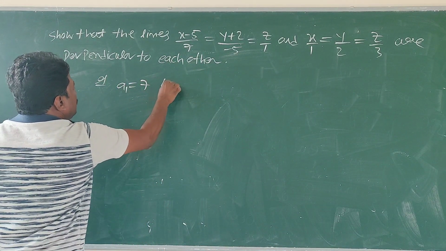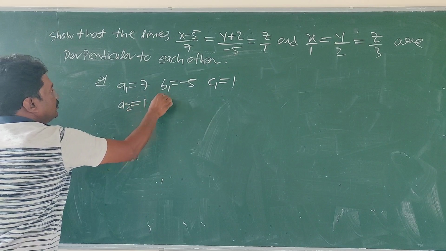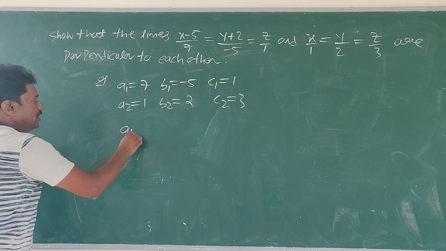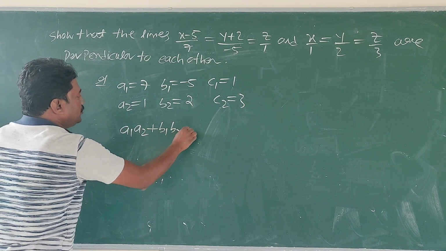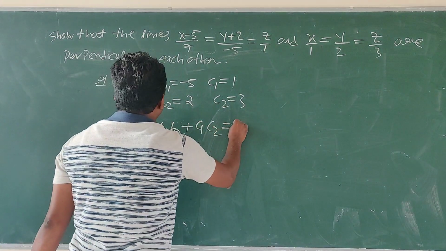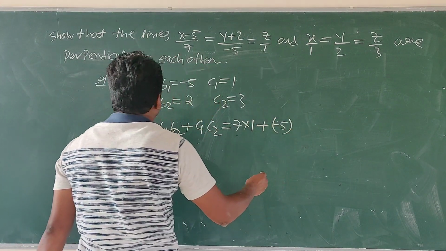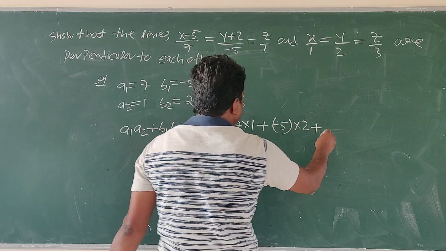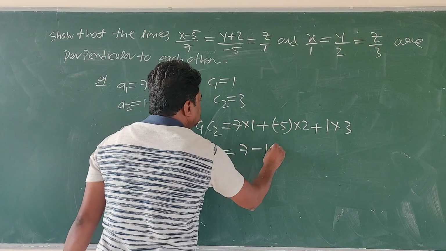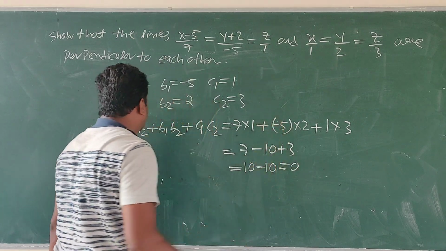A1 is 7, B1 is minus 5, C1 is 1, A2 is 1, B2 is 2, C2 is 3. Write that condition: A1 A2 plus B1 B2 plus C1 C2. Substitute, students. So 7 1s are 7, minus 5 2s are minus 10, plus 3. 7 plus 3 is 10, minus 10. 10 minus 10 is 0.